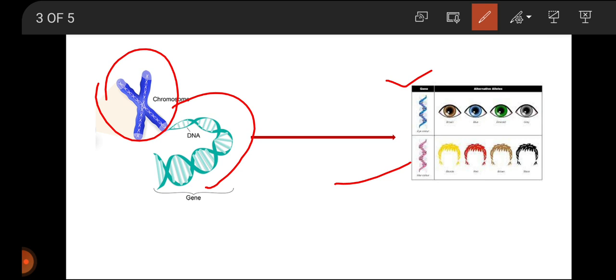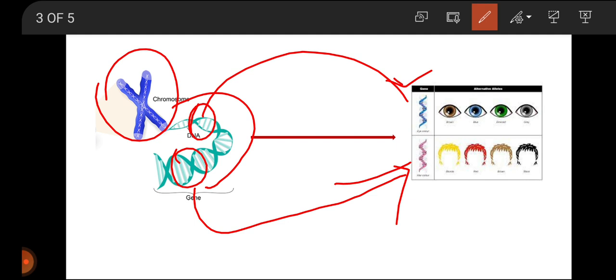Now, within the DNA, there exist small regions or small segments which are considered to be genes. Now, each gene is responsible for producing a particular trait. Here, if this gene is responsible for producing the hair color, there may exist another gene which is responsible for producing the eye color. There may also be another gene which is responsible for producing the skin pigmentation. Likewise, within a stretch of DNA, there can exist numerous genes, each responsible for producing a particular trait.